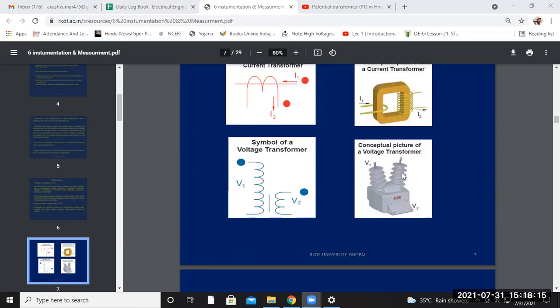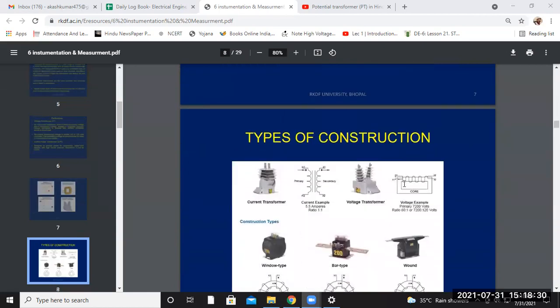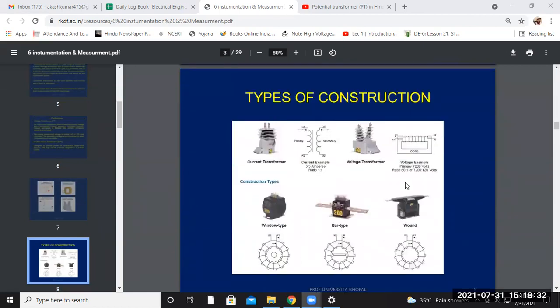Okay. Now this is ABB, a very leading company for electrical systems. From here you can see this ABB transformer, this is the V1 supply and this is the V2 supply. And the type of construction that we use in the instrument transformer, this is a type of current transformer. Then this is an example of the current transformer, this is the primary side, this is the secondary part. This is the voltage transformer. This looks like a voltage transformer, and this is the voltage transformer circuit diagram.